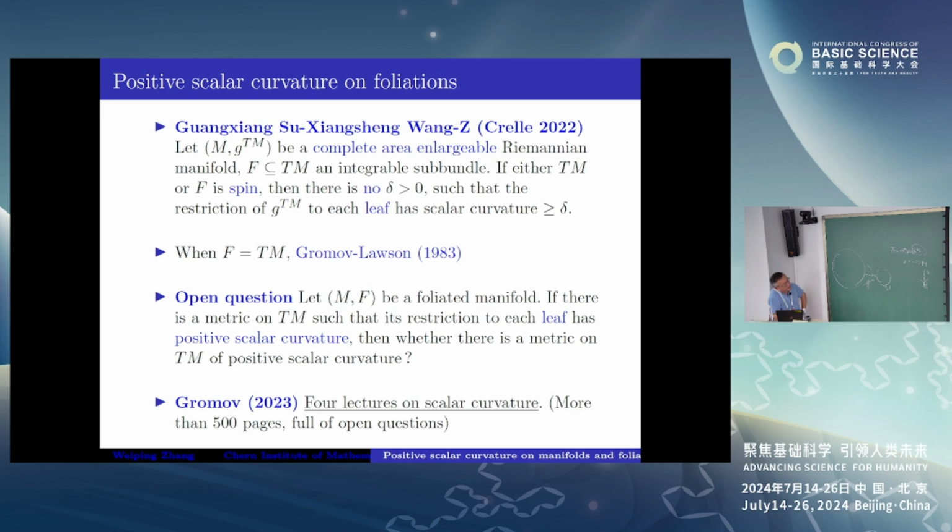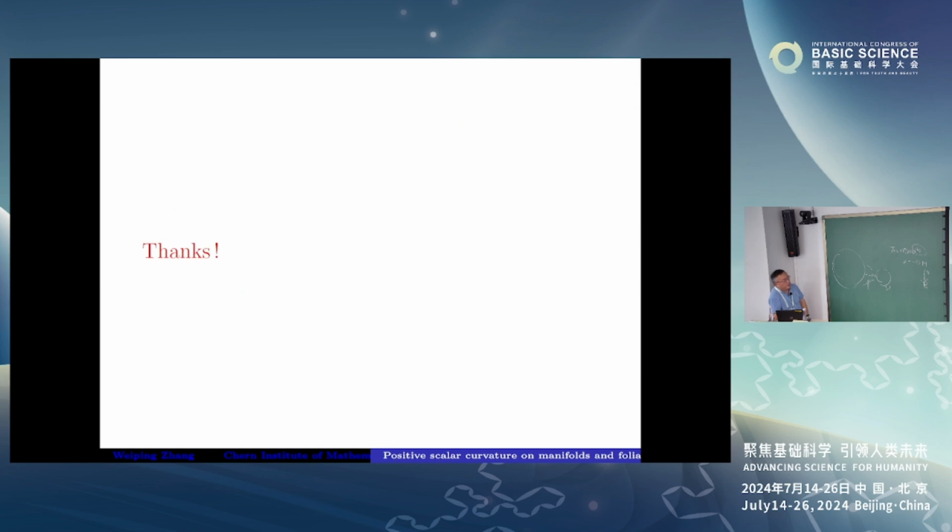And finally, at last, I will mention that recently Gromov has paid a lot of attention to questions around scalar curvature. Recently, he wrote a more than 500 pages survey called Four Lectures on Scalar Curvature. It contains all kinds of questions concerning scalar curvature, so this will be a rich source for anyone interested in this kind of problem. It involves both the minimal surface method and the spinor method. So for time's sake, I will stop here. Thank you very much.